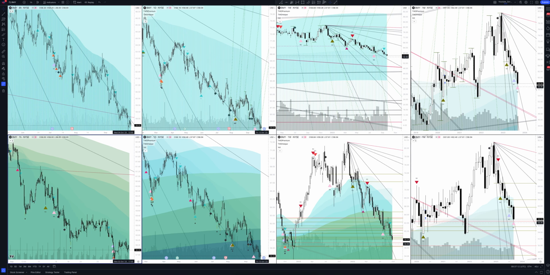Today we will take a look at Bristol-Myers Squibb stock. Let's analyze the market situation and find out how you can make money on it. Let's start.